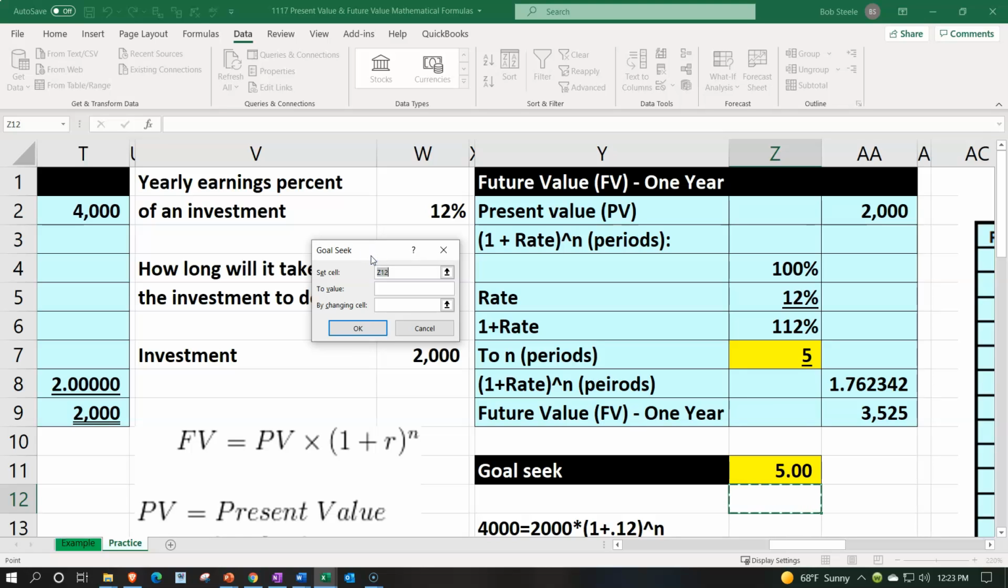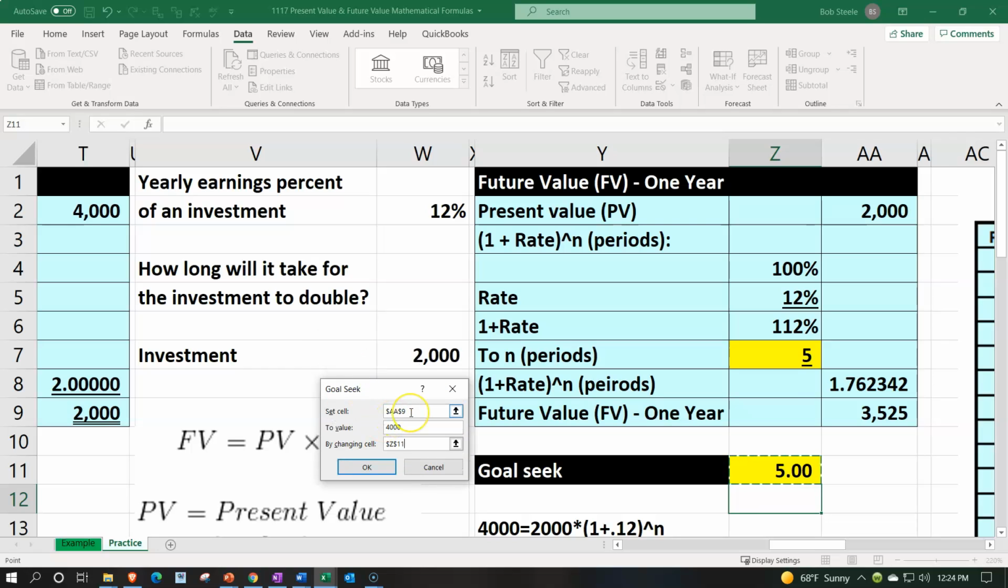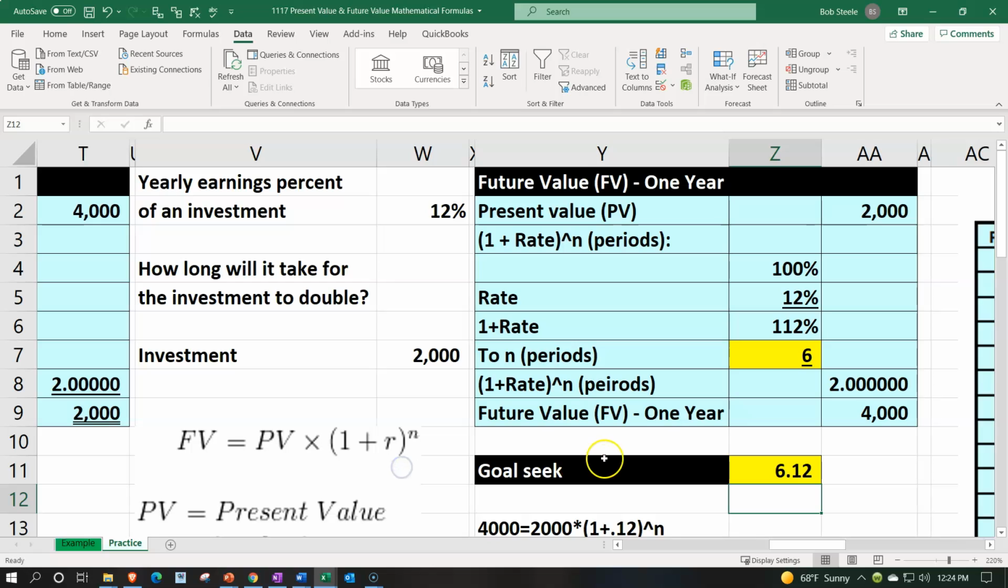We want to say, we're going to ask Excel, because we're polite. We like to ask Excel, would you set that cell to be 4,000? Because we know it should be 4,000 by changing this cell down here. Would you possibly be able to perform that for us? It would be so nice if you would. And Excel's like, yeah, I can do that. And there it is. There's the 4,000. It changed this to the 6.12. We're going to say, okay.